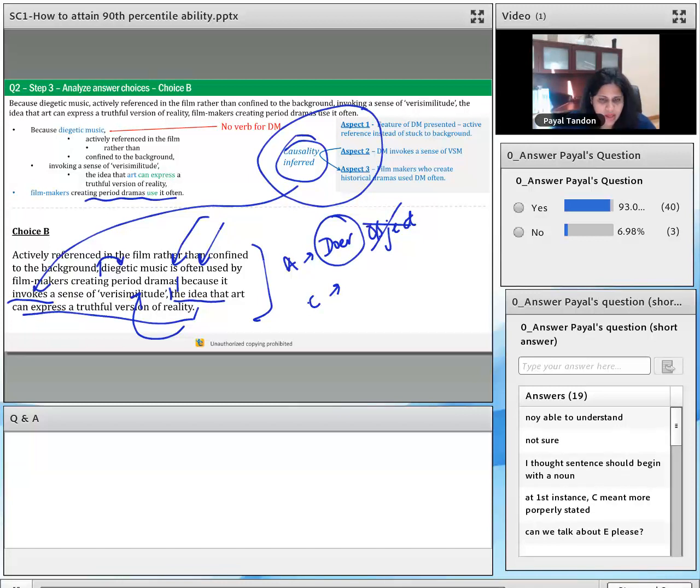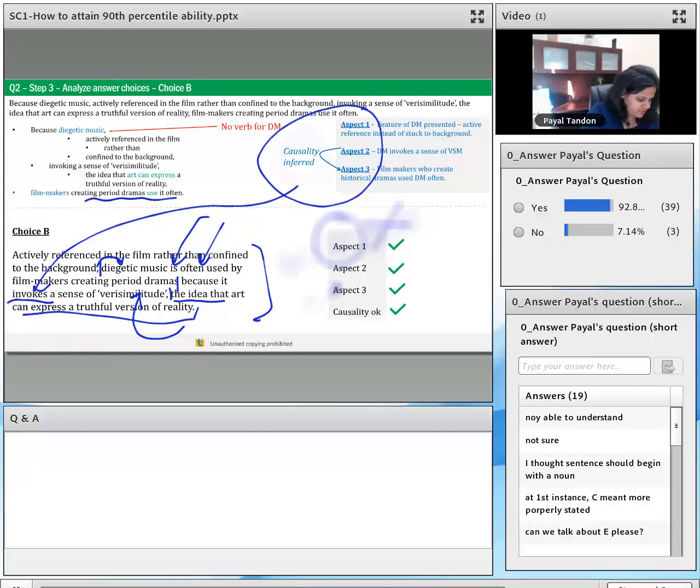Okay. So now let's move on to... Now, one thing that I do want you to understand is, let me get rid of this part here. Too many annotations. Okay.